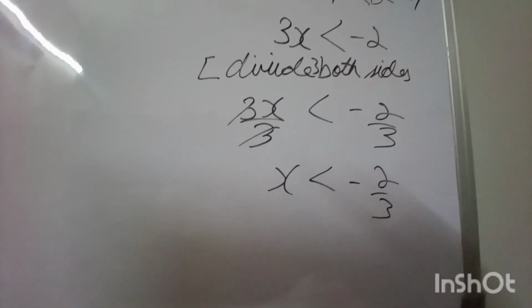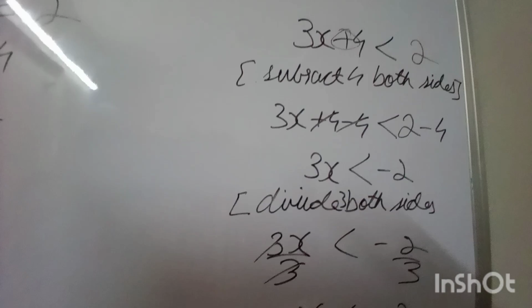I hope you have understood how to solve the sum by seeing this example. Now we are going to solve certain sums with this kind of rules. And you have to remember one more thing. When you divide by a negative term, the inequality sign changes. I'll give you an example for that.